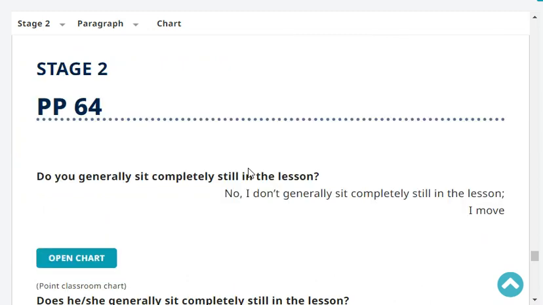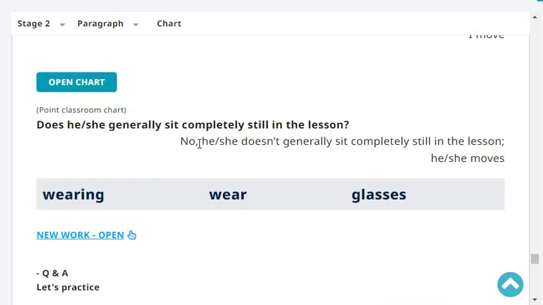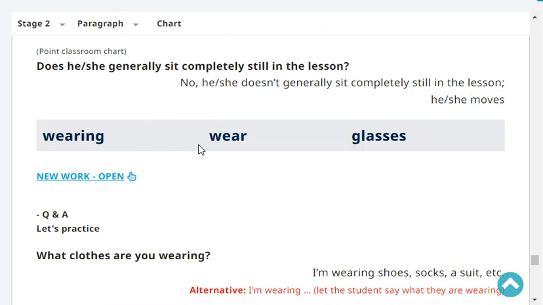Do you generally sit completely still in the lesson? No, I don't generally sit completely still in the lesson. I move. Does she generally sit completely still in the lesson? No, she doesn't generally sit completely still in the lesson. She moves. Very good. Next, repeat.